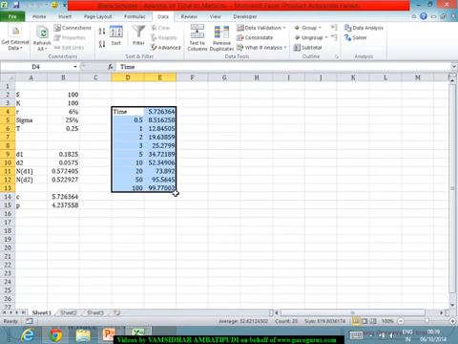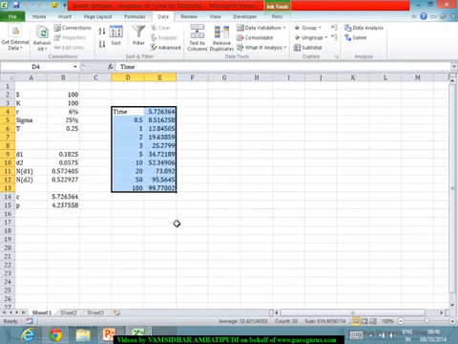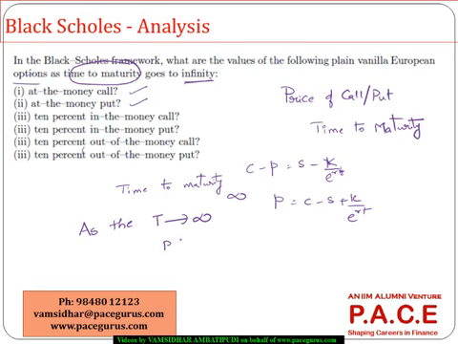So what we are seeing is the price of the call is almost approaching the spot price as we are increasing the time to maturity. So what is the relationship here? As the time to maturity goes to infinity, what I could see is the price of the call is approaching the spot price.